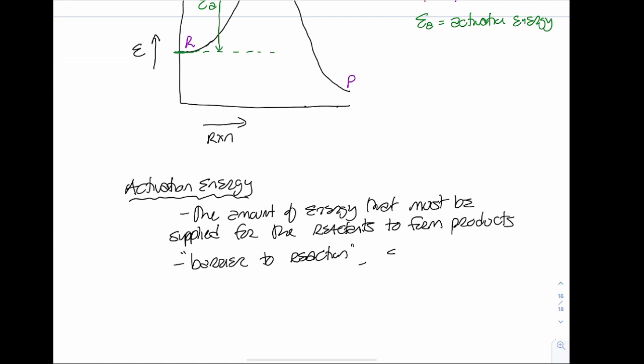Sometimes it's called the energy hill. I don't really use that one a whole lot, but it's another term for it, right? To get the products, we have to go up that energy hill. That's how much energy we have to put into it to get to products. So it's our barrier to reaction. If you put in less than that, it's not an effective collision, no products.